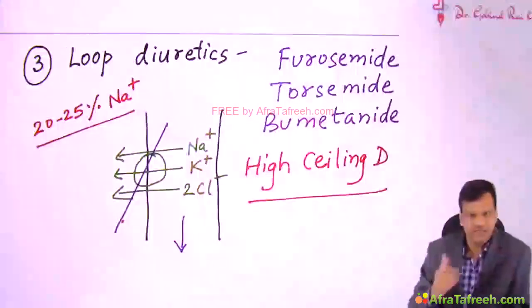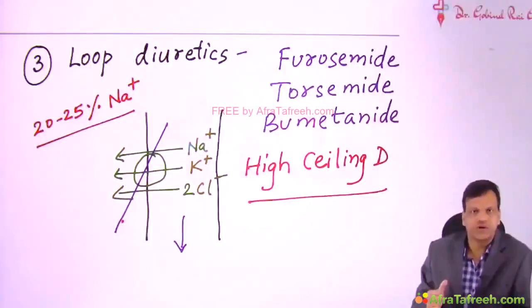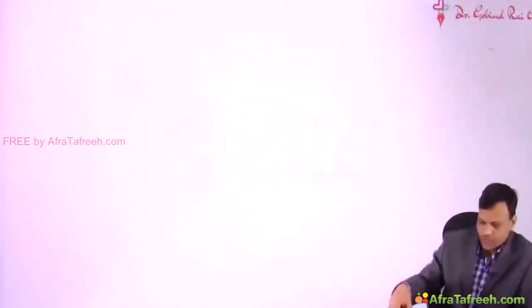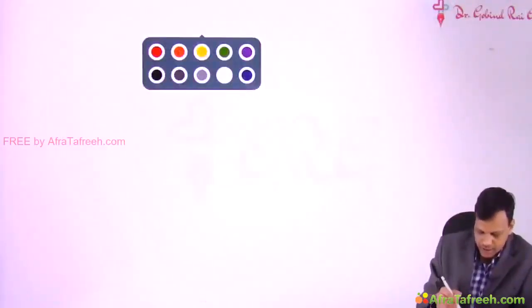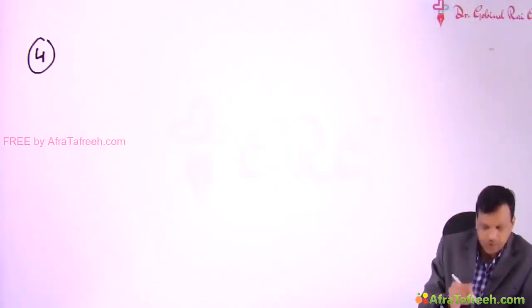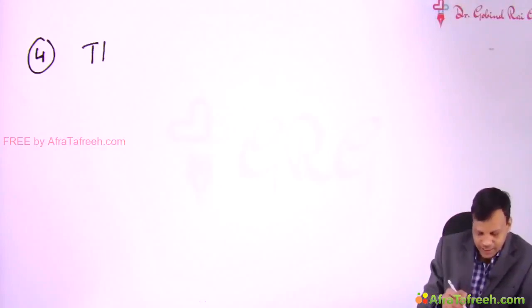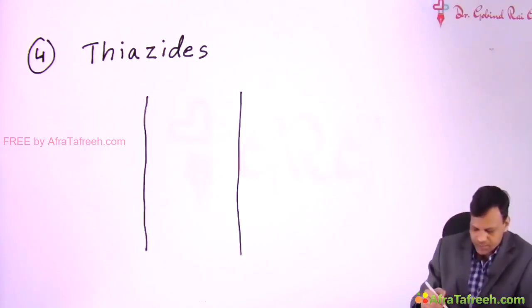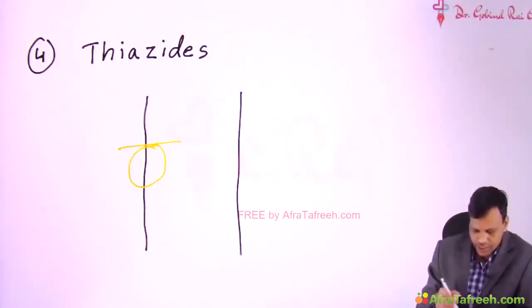Clear? First, we will discuss the diuretics acting on distal tubules also. Then we will discuss the adverse effects and properties of both the diuretics together. So number 4 diuretics are diuretics acting on distal tubules, and chemically these are thiazides. In the distal tubules, there is presence of another pump which is called sodium chloride symporter.